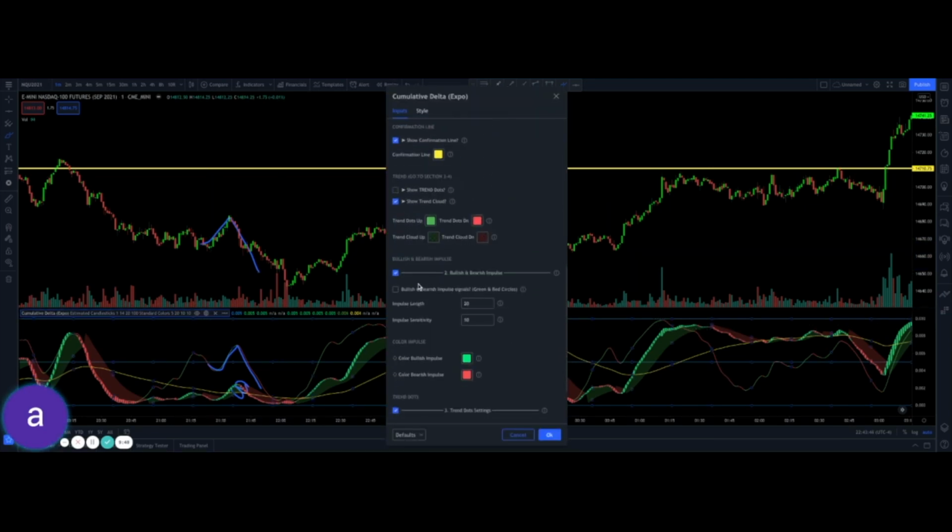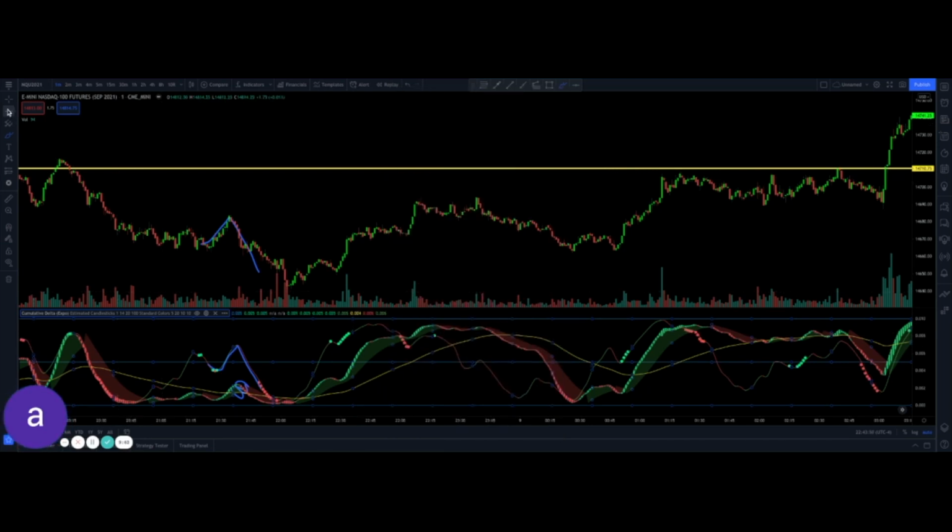Let's talk about those, the bullish and bearish impulses. We'll turn those on. It's going to put some neat little circles on there. What the circles do is basically tell you that we had a big lift in volume, and you can see right here in the volume bars how the volume spiked. That's where these circles are coming from.